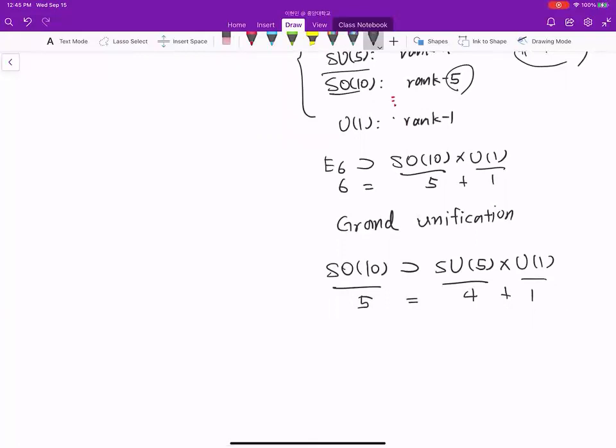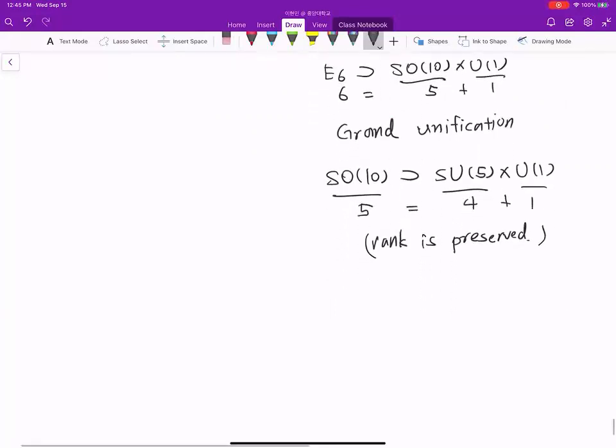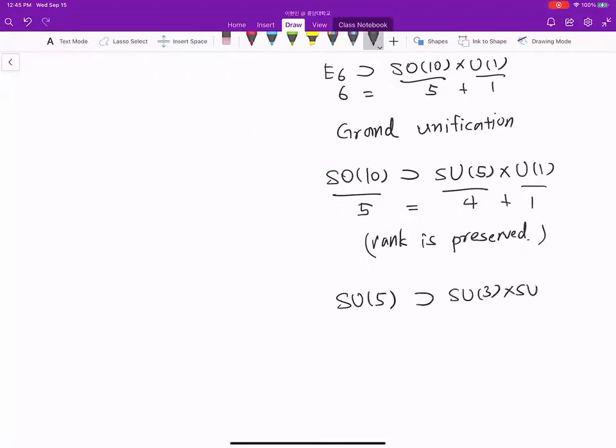It depends on how you break the big group, but normally the rank is preserved. Because of that, the identification of rank is important. So then you can see that there's some sequential breaking of the big group. And for the standard model, let's say SU(5) belongs to SU(3) plus SU(2) plus U(1). And SU(5) is rank 4. This is 2, 1, this is 1. The rank is matched.